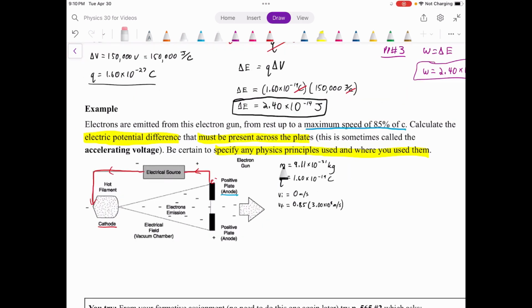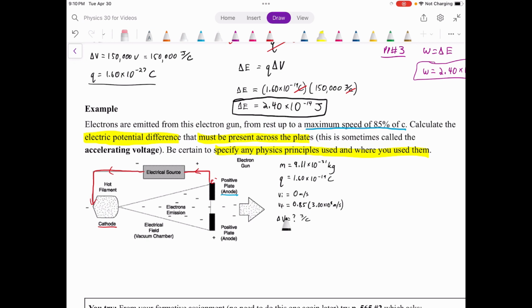So just making a list of what we know here, right? And then also, again, what are we required to find? Well, we're asked to find the electric potential difference, the voltage, right? So the voltage is what we're looking for. We know that's in joules per coulomb. Yes, volts, but let's use joules per coulomb here to think about it a bit more.